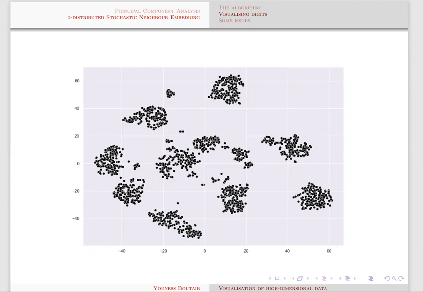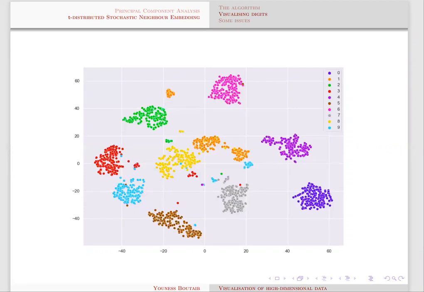Here, we see very well separated clusters, which is usually good when trying to visualize high-dimensional data. When we add the colors to the plot, we see that these clusters actually make sense, with some abnormalities that can be easily explained. For example, we see here that someone might have written their 5 like a 6.